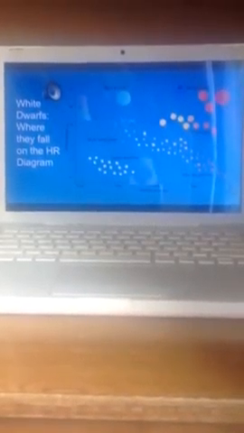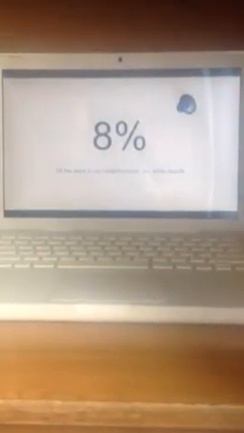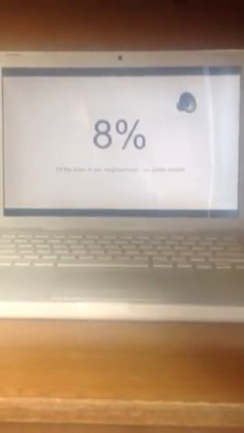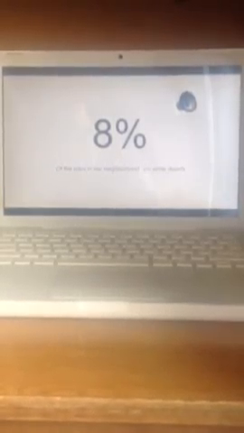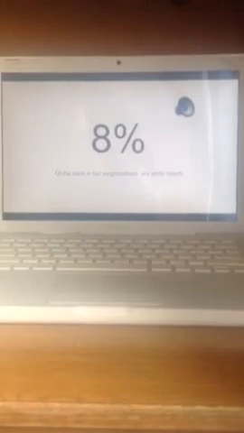In front of you we have the HR diagram, which is the Hertzsprung-Russell diagram, where stars are represented as dots. And as you can see, we have our white dwarfs in the left bottom corner, where they are amongst the blue giants, the red giants, and the main sequence, which comprises all three. Out of all the stars in our neighborhood, only 8% of them are white dwarfs.